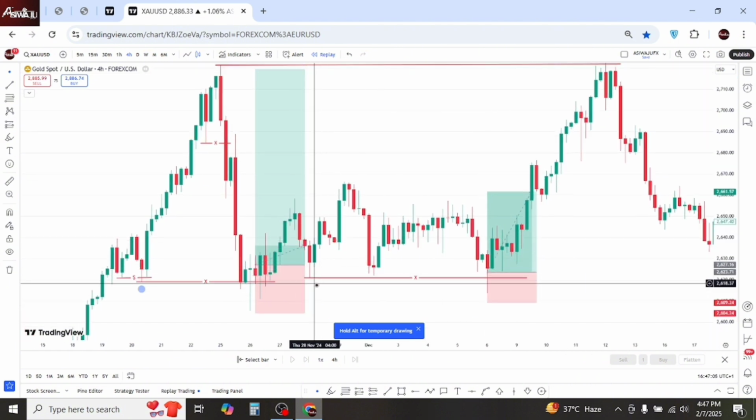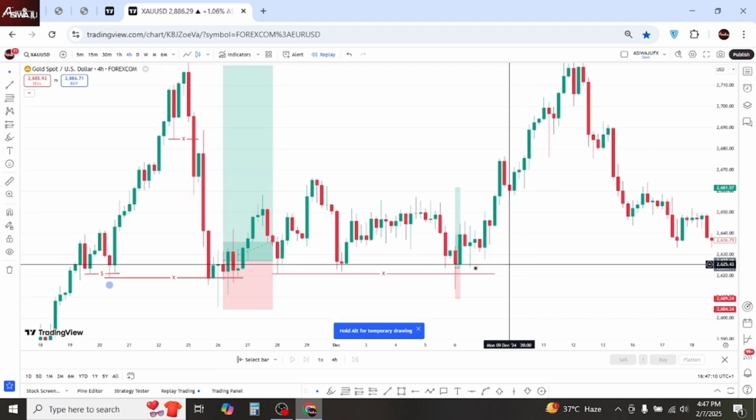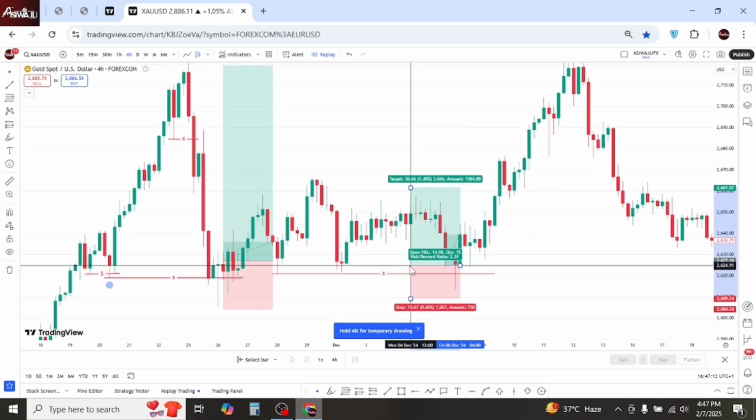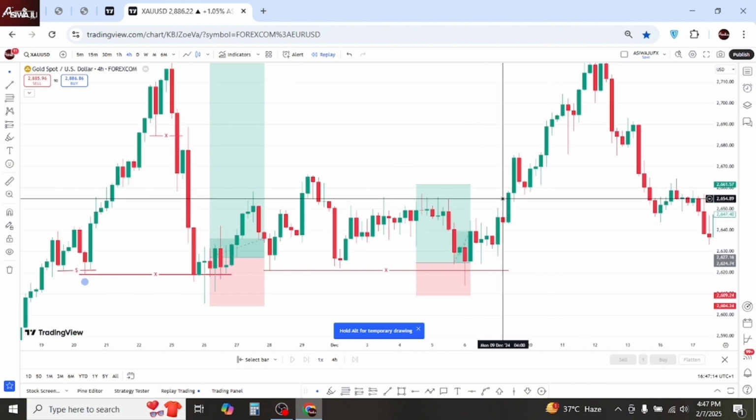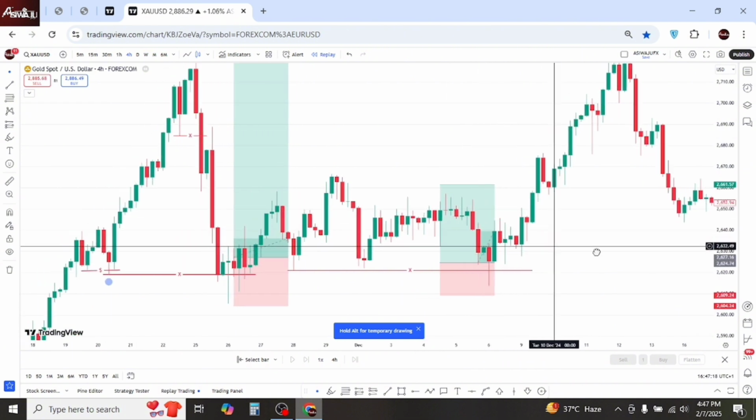Now, when you look here, price grabbed this inducement, this major inducement, and continued to the upside. We have another entry here, and let's continue to see how price moves. And price pulled back here, we have a real pullback here, and price continued to the upside.